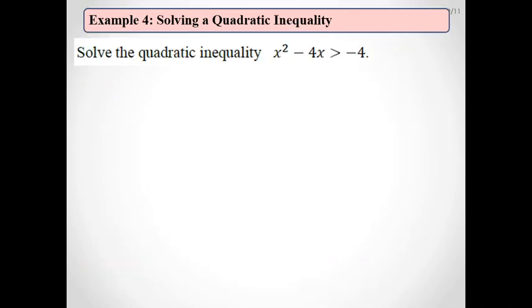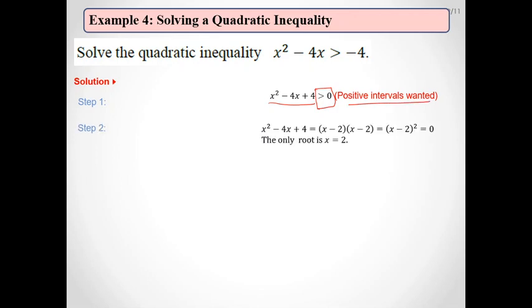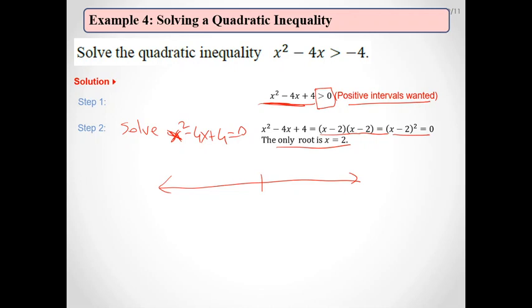Okay, let's look at this problem. Let's make it into standard form, and here we check that positive intervals are wanted. That's nice. Okay. Then we take the roots. You solve this one here, x squared minus 4x plus 4. You would find the roots of this polynomial. When you try to do it, you can use factoring, and the only root turns out to be 2. What's next? The next thing is you have to draw the real line, put 2 here, and check.